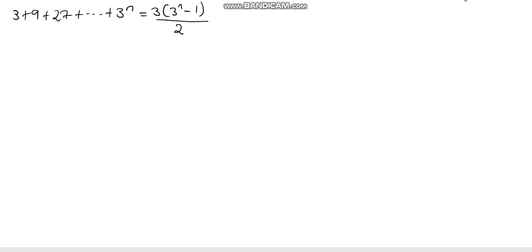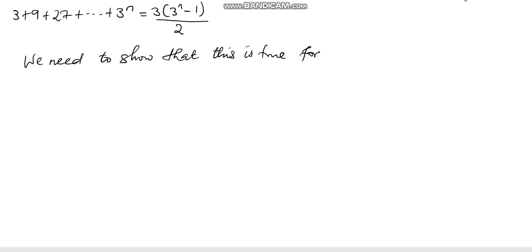This statement here that we need to prove by mathematical induction then. So here, the first step is we have to show that this is true for n equals 1 here. So step number 1, we need to show that this is true for n equal to 1 there.